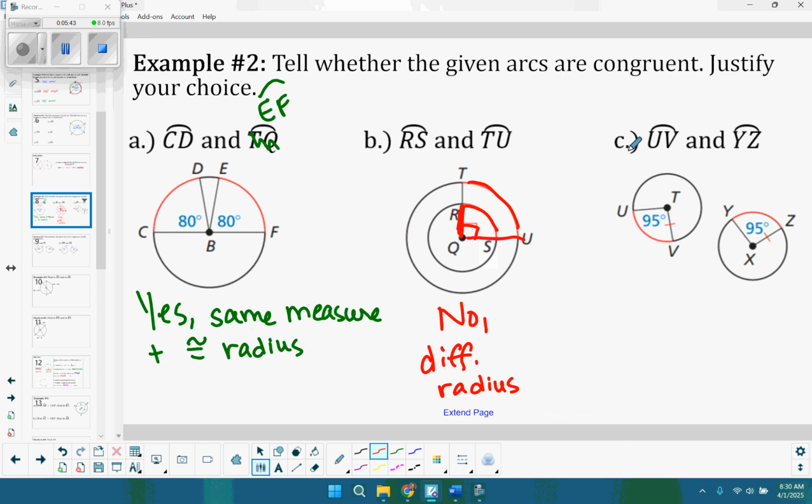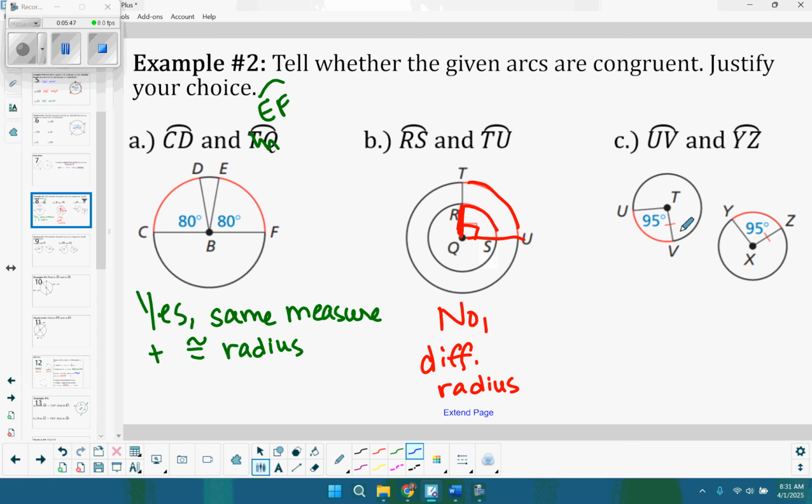And in C, when I'm looking at UV and YZ, they're both 95 degrees, and they've marked that these radii are congruent. So this is another yes, because it's the same measure and congruent radius. So there's one here for you to try. You can pause. Answers are posted on Google Classroom.